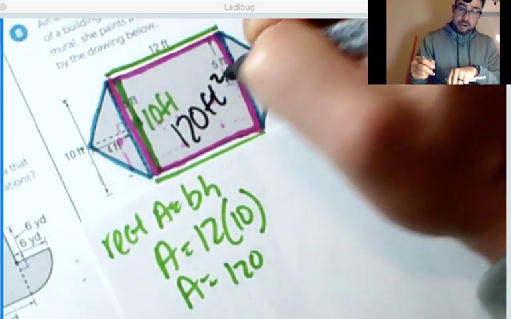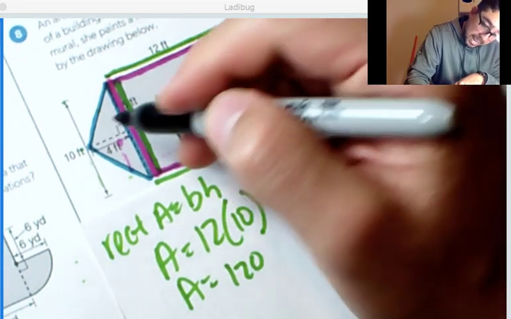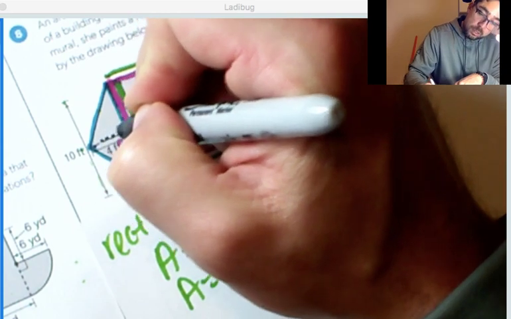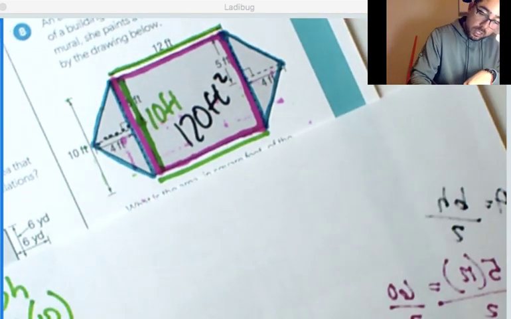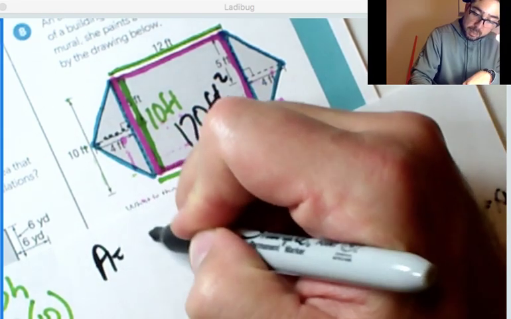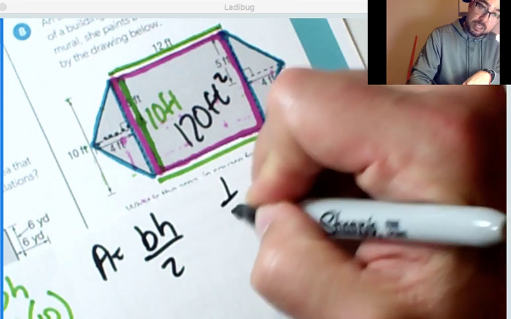Now let's find the area of the triangle. So I can see this triangle has a height of 4 feet, right? So first of all, let's write down the formula for the area of a triangle. So the area of a triangle equals base times height divided by 2. Some of you guys like to see 1/2 times base times height.